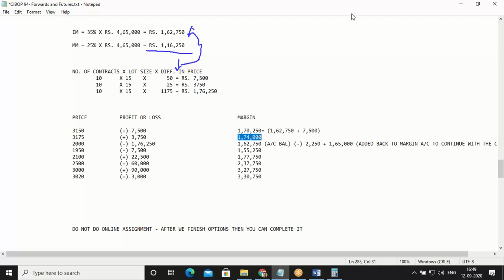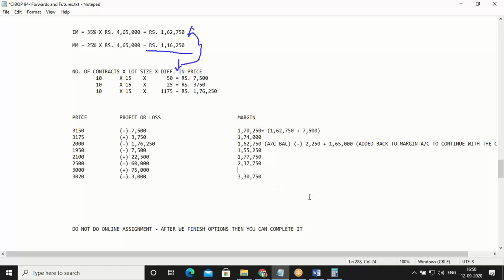Okay, yeah. Now it's clear. 1,65,000. To come into the market, you need to have 1,65,000, taking that 2,250 away. Okay. What will happen, sir, if we don't add 1,65,000 here? You'll be thrown out of the contract. The broker will throw you out of the contract.